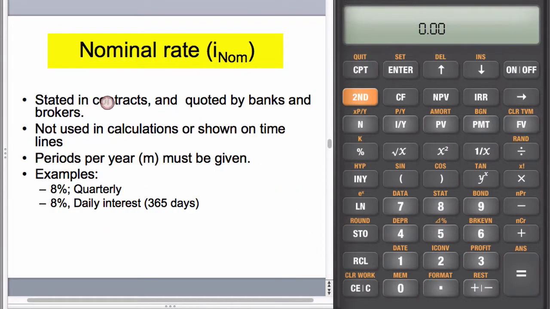So the nominal rate is stated in contracts. It's actually not used in calculations. And the periods must be given. So 8% compounded quarterly, 8% compounded daily. Typically it's annual, but the periods must be given also, whether it's compounded quarterly or annually, because that will make a difference in the terminal effective rate.